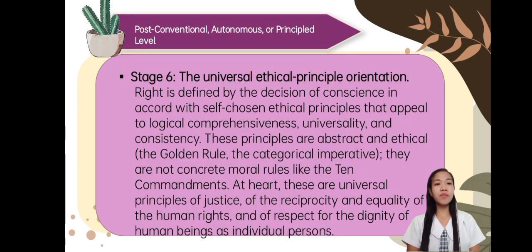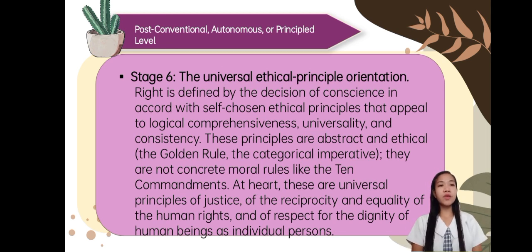And the last stage of moral development, Stage 6, is the universal ethical principle orientation. Right is defined by the decision of conscience in accord with self-chosen ethical principles that appeal to logical comprehensiveness, universality, and consistency. These principles are abstract and ethical: the golden rule, the categorical imperative. They are not concrete moral rules like the Ten Commandments. These are universal principles of justice, of the reciprocity and equality of human rights, and of respect for the dignity of human beings as individual persons.